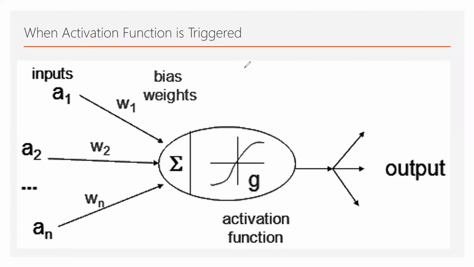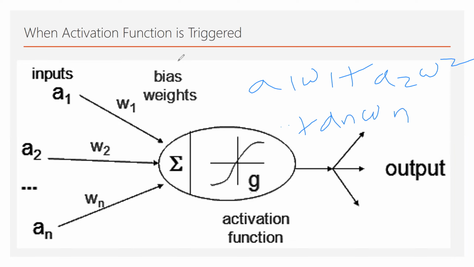Okay, so what we will be doing, we will be just taking this a1. No, we will erase this. So actually first we will be taking a1, right? So we will be taking a1 w1 plus a2 w2 plus an wn. So we will be just finding the sum of all these values.